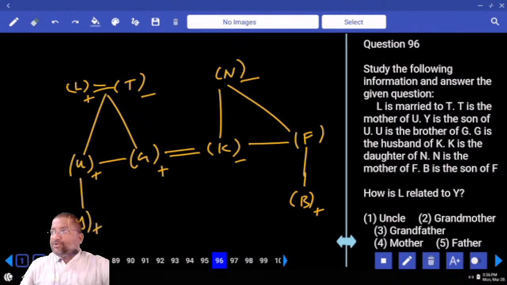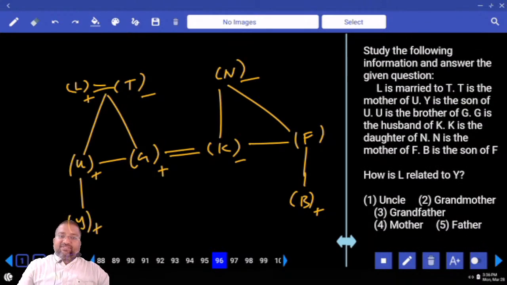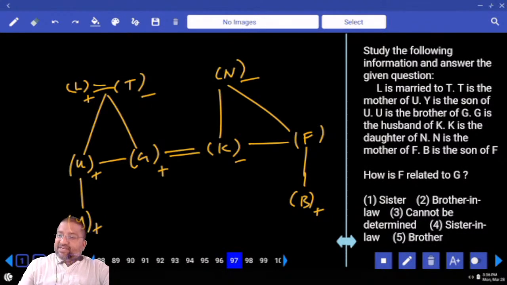With this arrangement, do you know the gender of F? No. How is L related to Y? Grandfather. How is F related to G? I am not sure because we don't know the gender of F. So what's your answer? Cannot be determined.